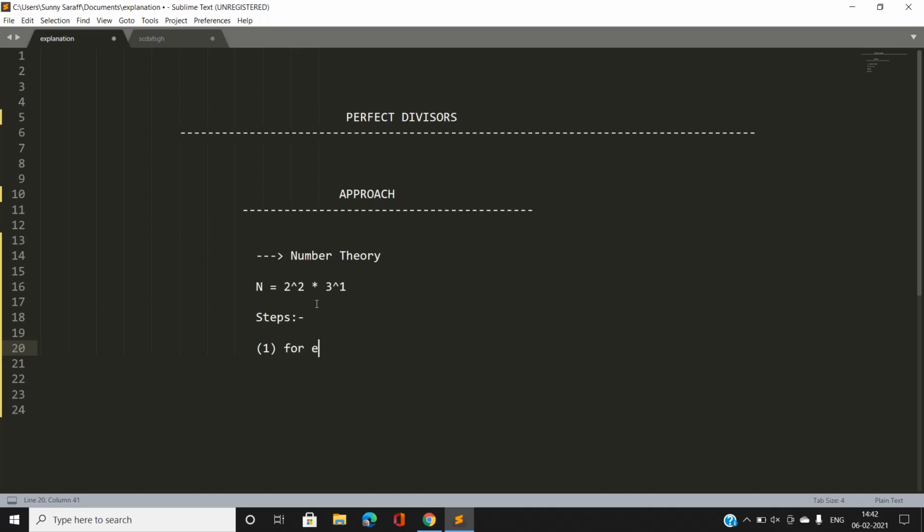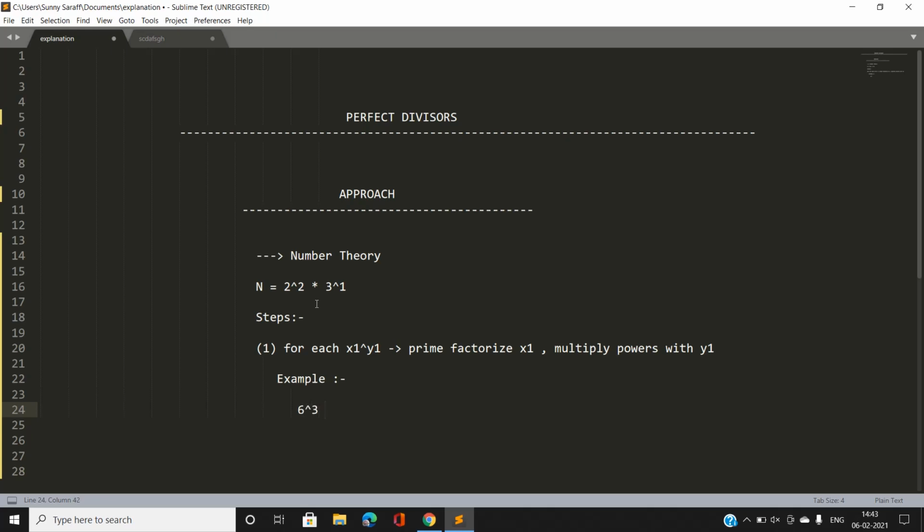for each x1 power y1, prime factorize x1 and multiply the powers with y1. Let me write an example here. You need not worry about it. Suppose we have, let's say, 6 power 3.